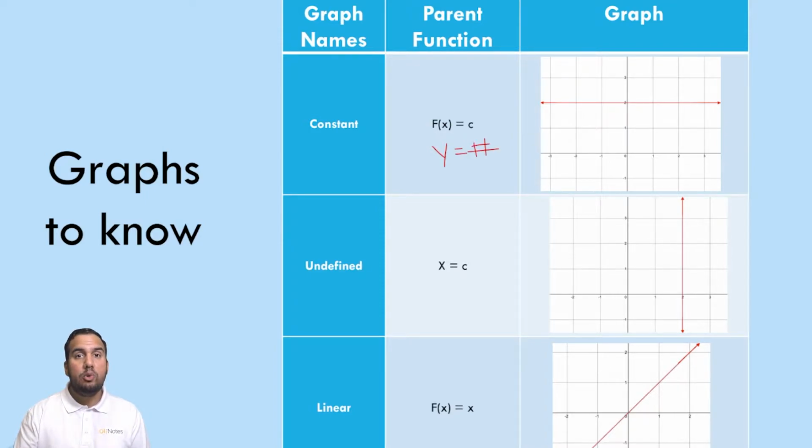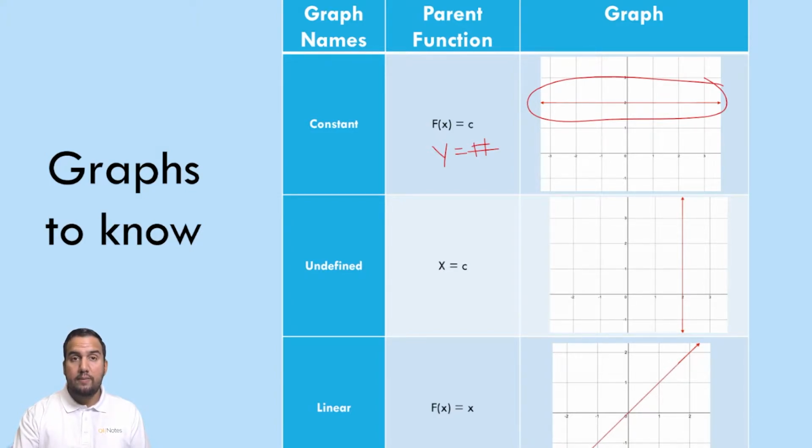Now that graph is always going to be a horizontal line, meaning it's going to stay as flat as can be. So in this equation, you're going to look at the graph and you're going to see the graph is as flat as you can, crossing through the number 2. That's your first graph of constant.